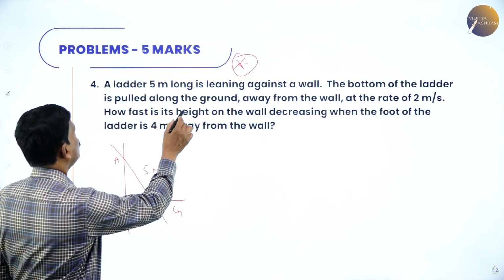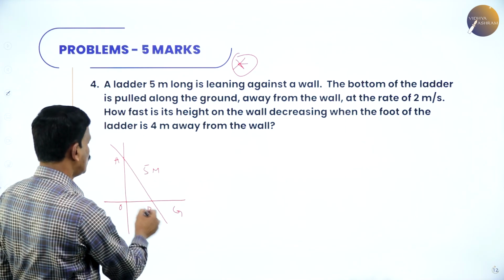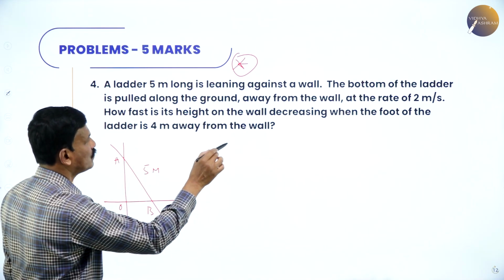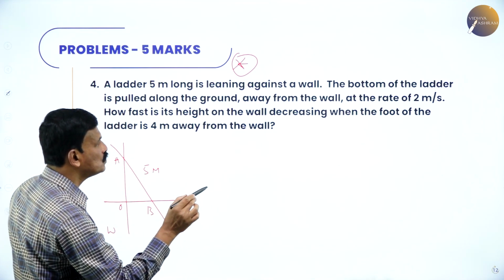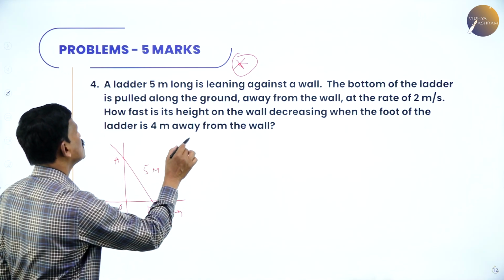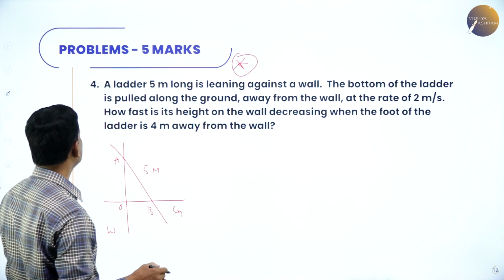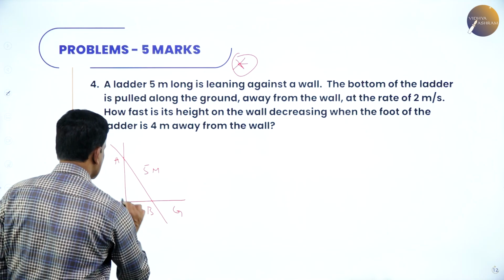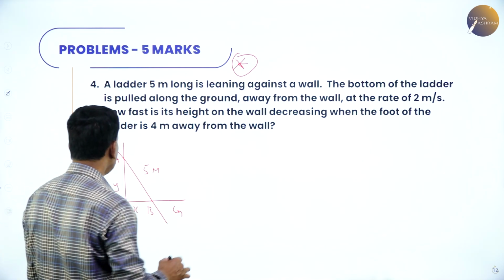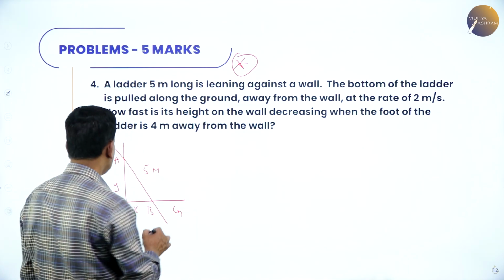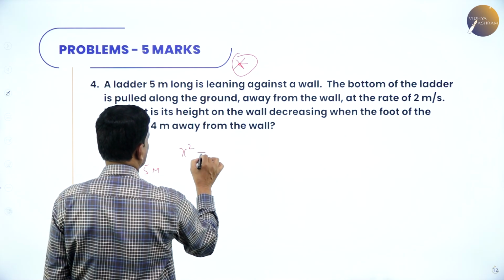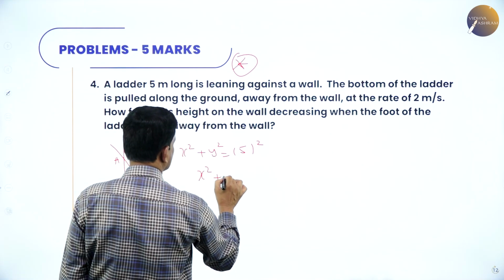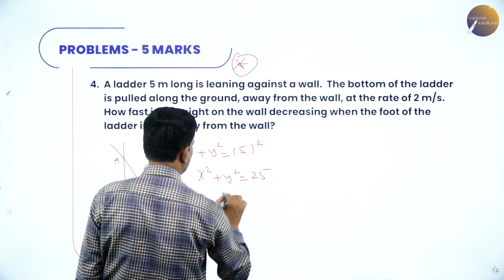So a ladder 5 meters long is leaning against a wall. This is the wall. The bottom of the ladder is pulled along the ground away from the wall at the rate of 2 meters per second. How fast is the height of the wall decreasing when the foot of the ladder is 4 meters away from the wall? So let us consider this as x and y. Now, if you apply Pythagoras theorem for this, what you will get? x square plus y square is equal to 5 square. So x square plus y square is equal to 25.